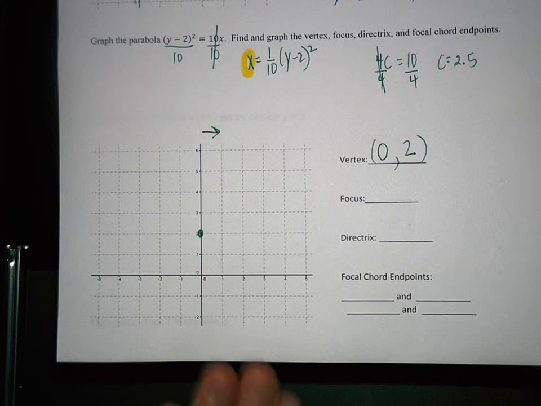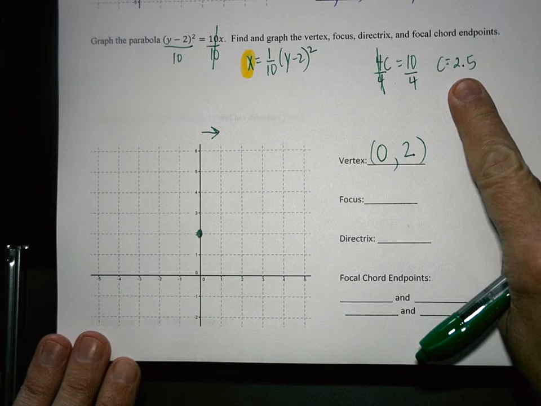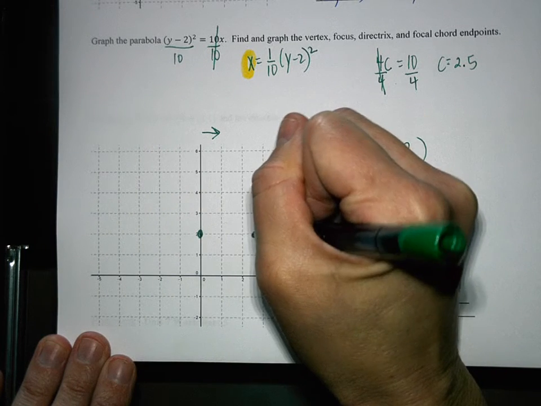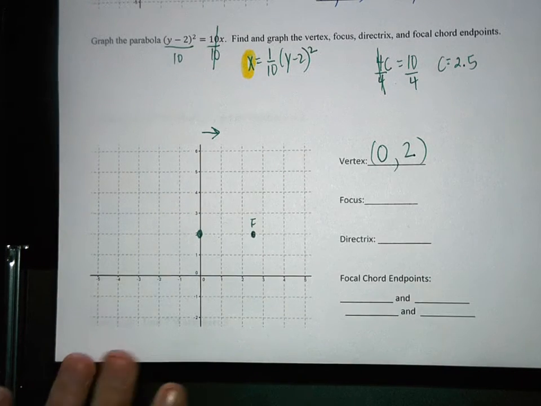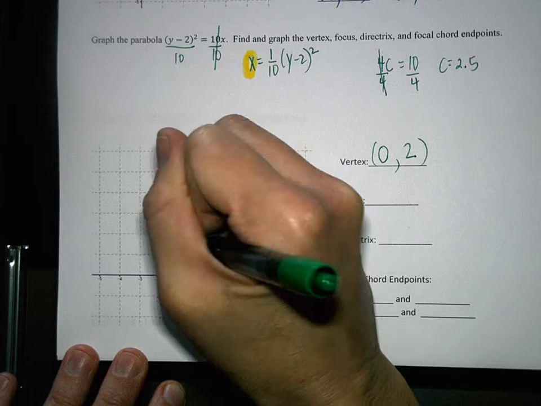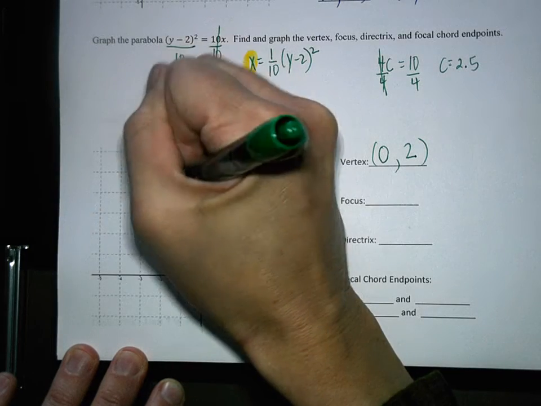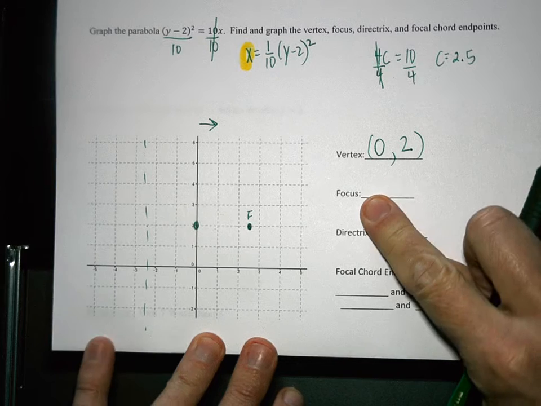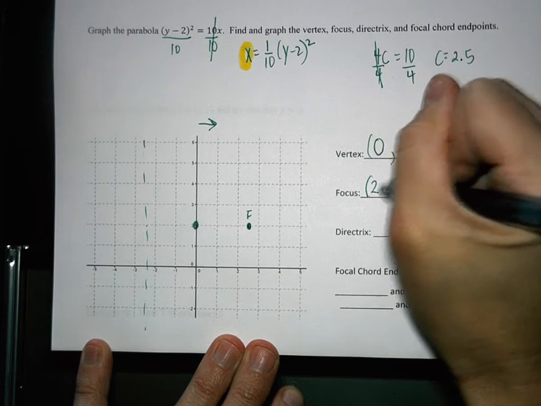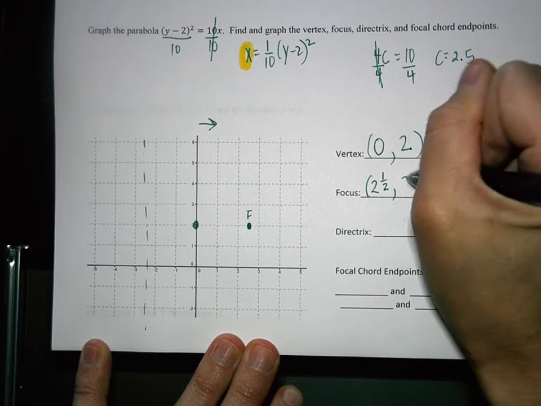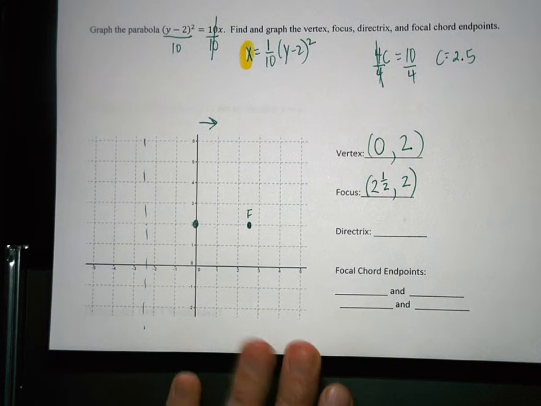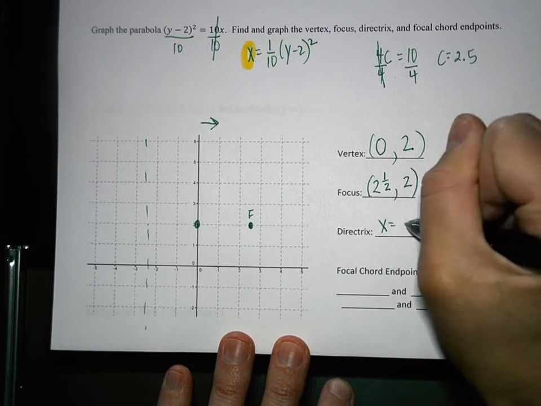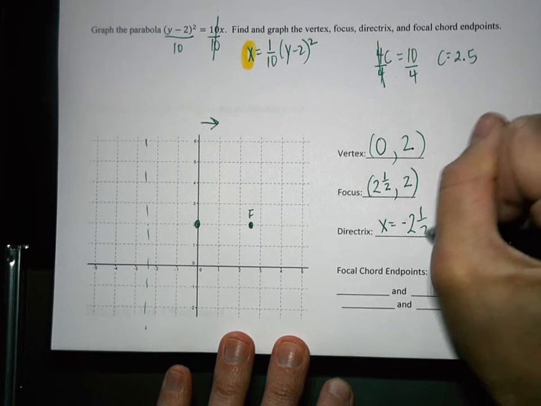So that means for my focus, I'm going to go right 2.5 from my vertex. So we go right 1, 2.5, and I'm going to label that with an F for my focus, and then left 1, 2.5, and draw my line for my directrix. The ordered pair for the focus is 2.5 and then up 2. The directrix is at x equals -2.5.